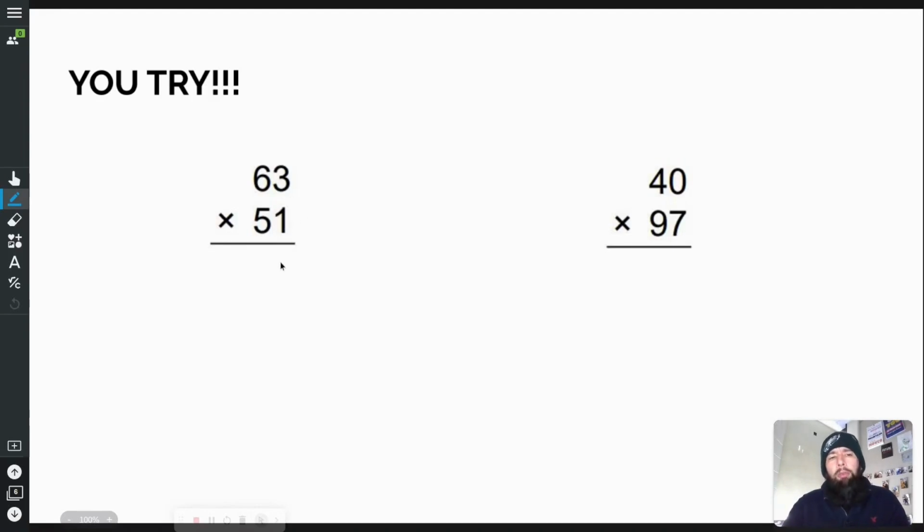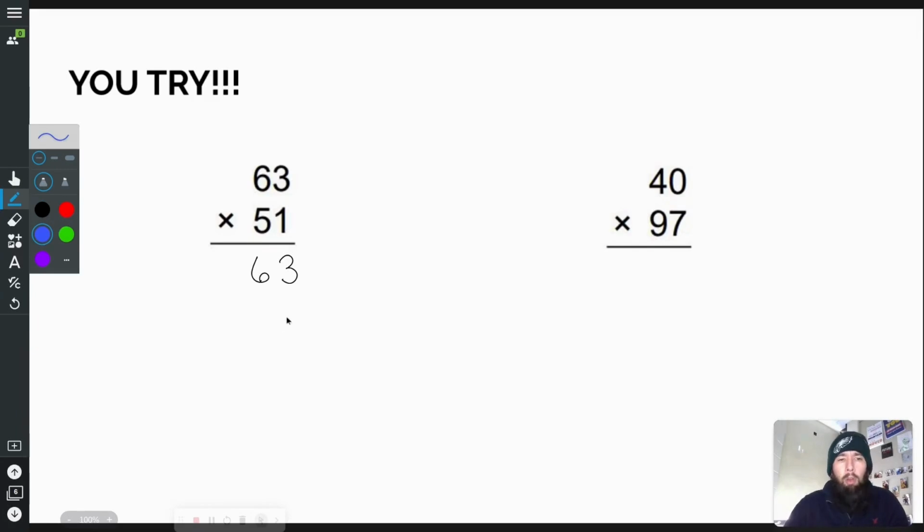1 times 3 is 3. Nothing carries over. 1 times 6 is 6. Not bad. Don't forget your 0 underneath. Do the same thing with 5. 5 times 3 is 15. Carry over a 1. 5 times 6 is 30. 30 plus 1 is 31.